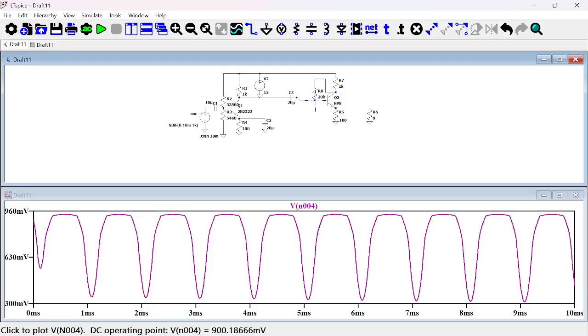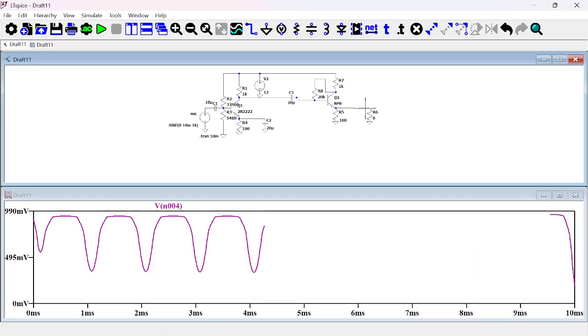0.9 volts. If the emitter voltage is around 200, then it means we are having the right VB. So the emitter voltage is around 68. So that means I have the VBE to be 800 and something. Okay, so let's see what happens to the output.